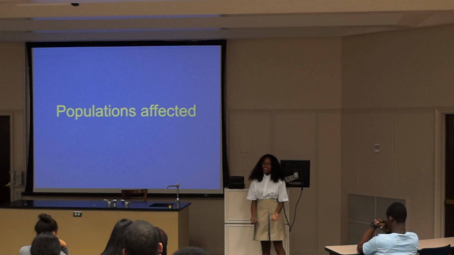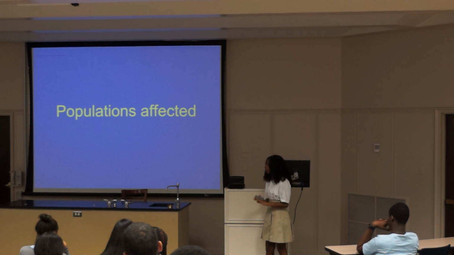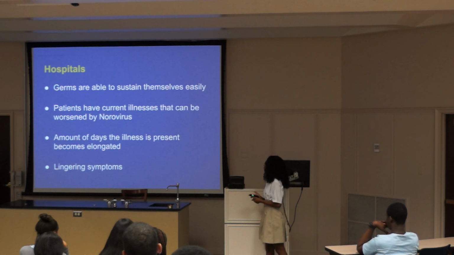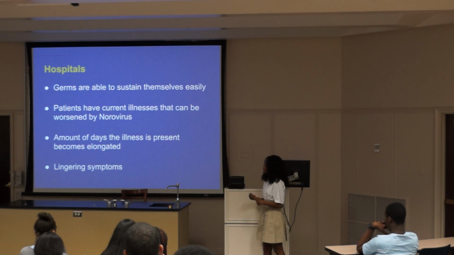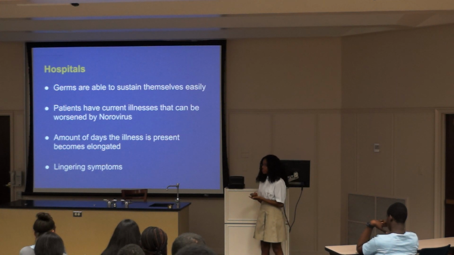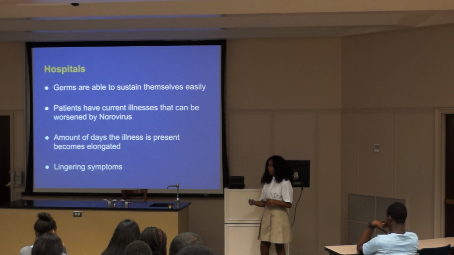Okay, so populations that are highly affected include hospitals, nursing homes, restaurants, and cruise ships. So hospitals. So germs are able to sustain themselves easily in hospitals, and patients have current illnesses that can be worsened by neurovirus. Many of these current illnesses cause a patient's immune system to be weak, so their immune system cannot react to neurovirus as fast as someone who is not sick. Because of this, the amount of days the illness is present becomes elongated. So instead of the 2 to 3 days that neurovirus infects someone, it goes on to 3 to 5 days.